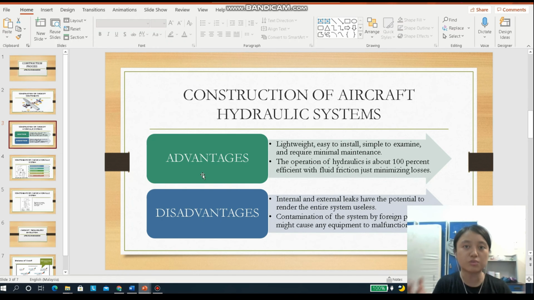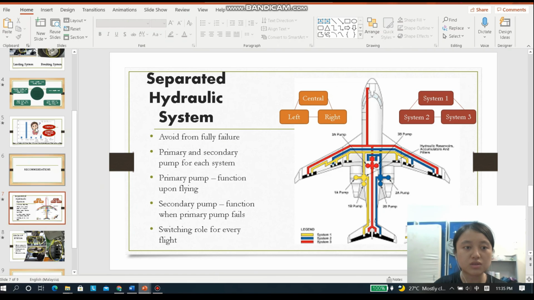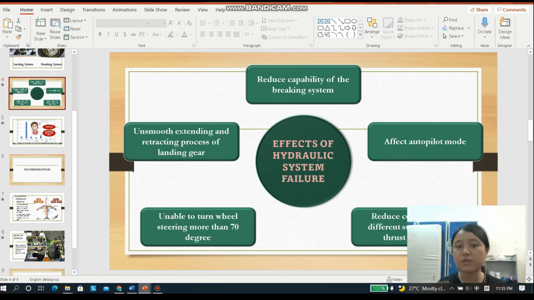It's not that economic. And there are some effects if the hydraulic system experiences some breakdown. For example, the autopilot mode will be totally affected, and also the pilot will lose their full control of the aircraft because the pilot cannot turn the steering movements of the degree.